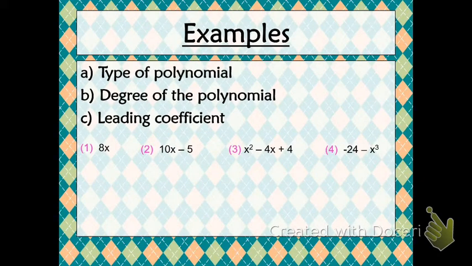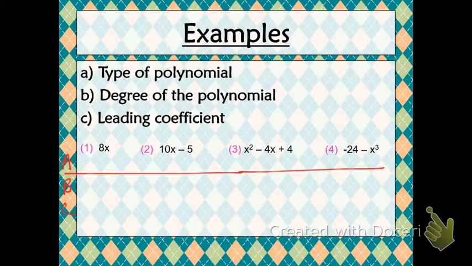Next, we'll try a few examples using the vocabulary from our last video and also add in just another vocabulary term. So we've got 4 examples here, and we want to name them based on the type, the degree, and the leading coefficient. So I'm going to make a little bit of a table here where I'm going to have the type, which was part A, and then the degree, which was part B, and then the leading coefficient, which was part C, just to sort of organize my work here.